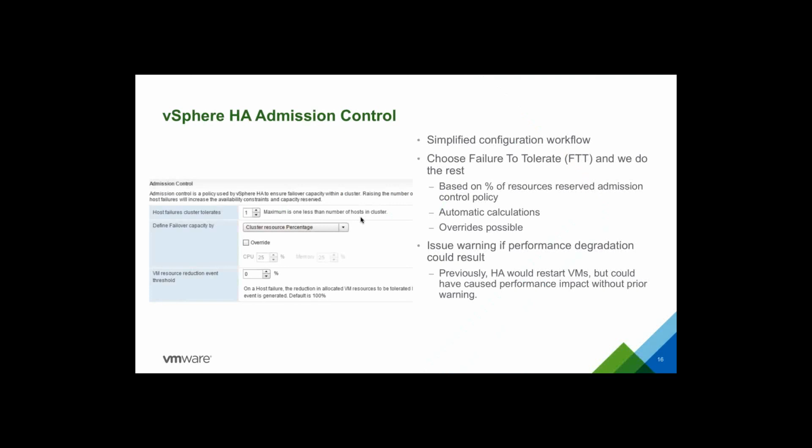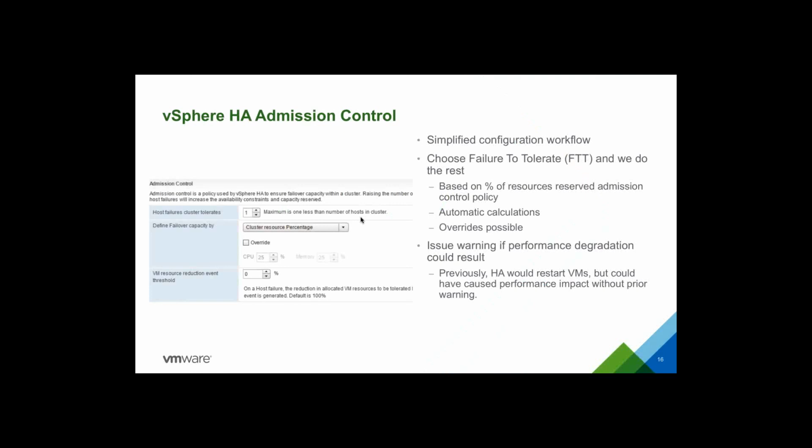It's also smart enough to detect worst case scenarios. So if you're running different sized hosts in the same cluster, by defining a value of 1, it's always going to choose the worst case scenario and choose the proper percentage to reserve based on the worst host, or the largest host in that cluster, failing.